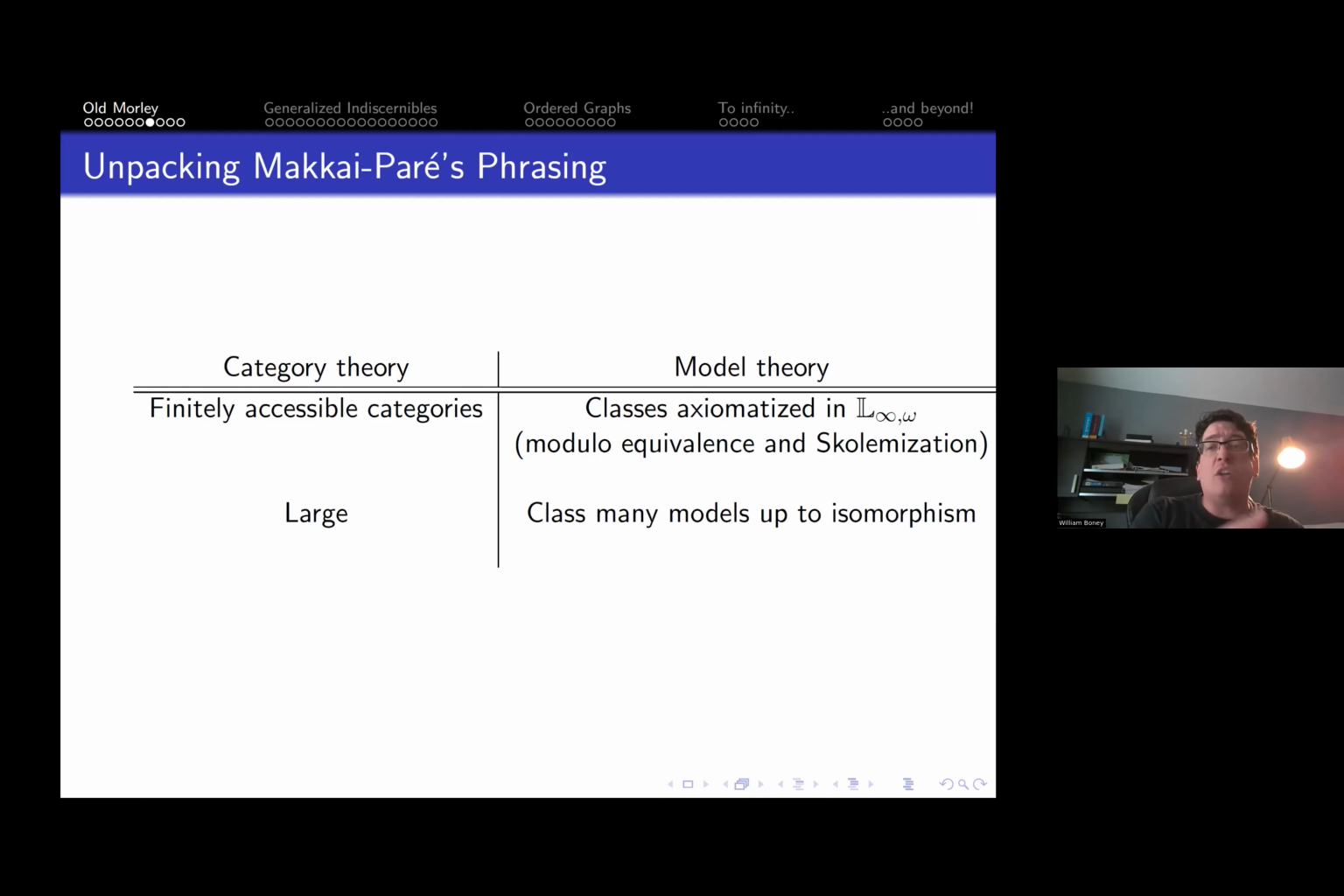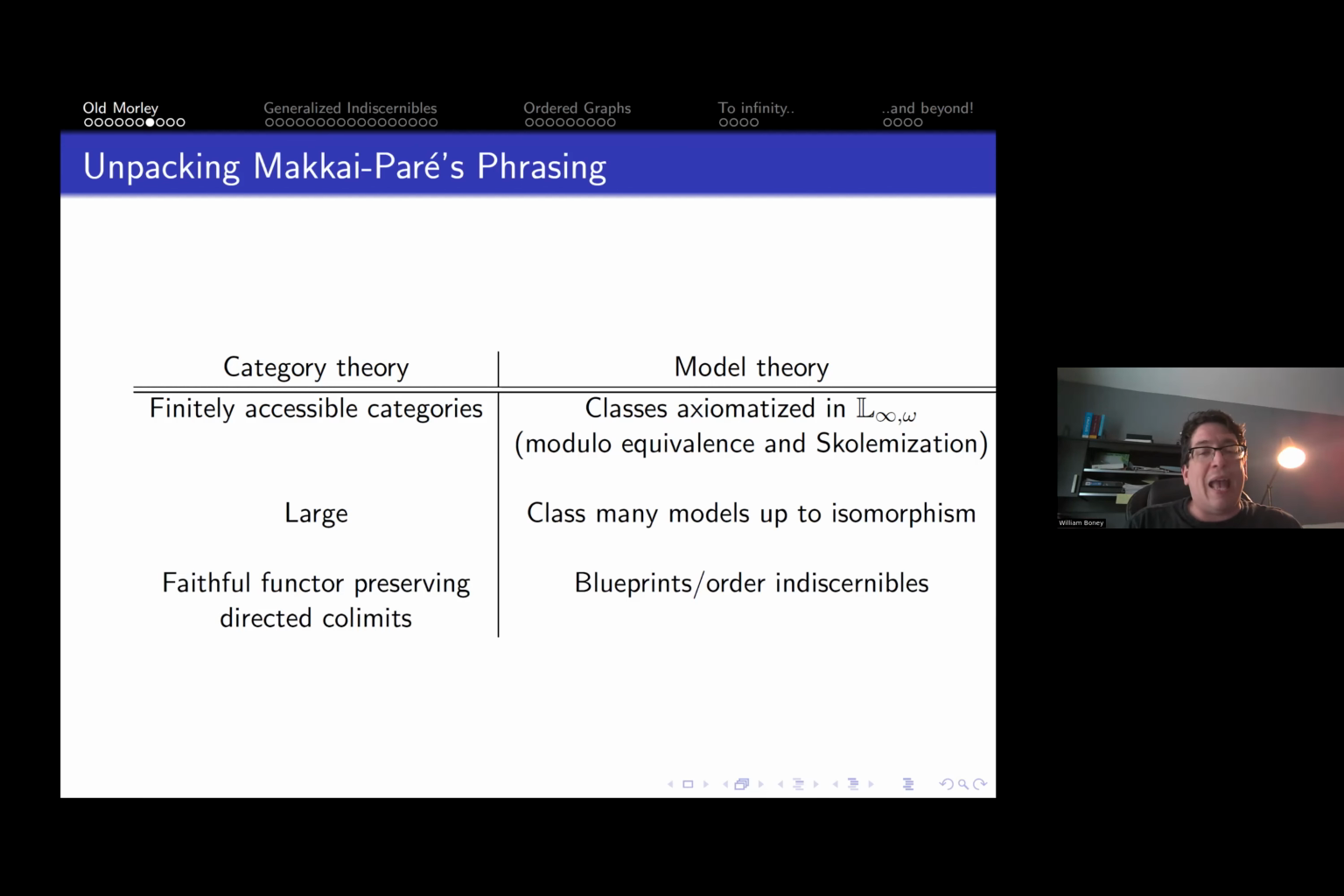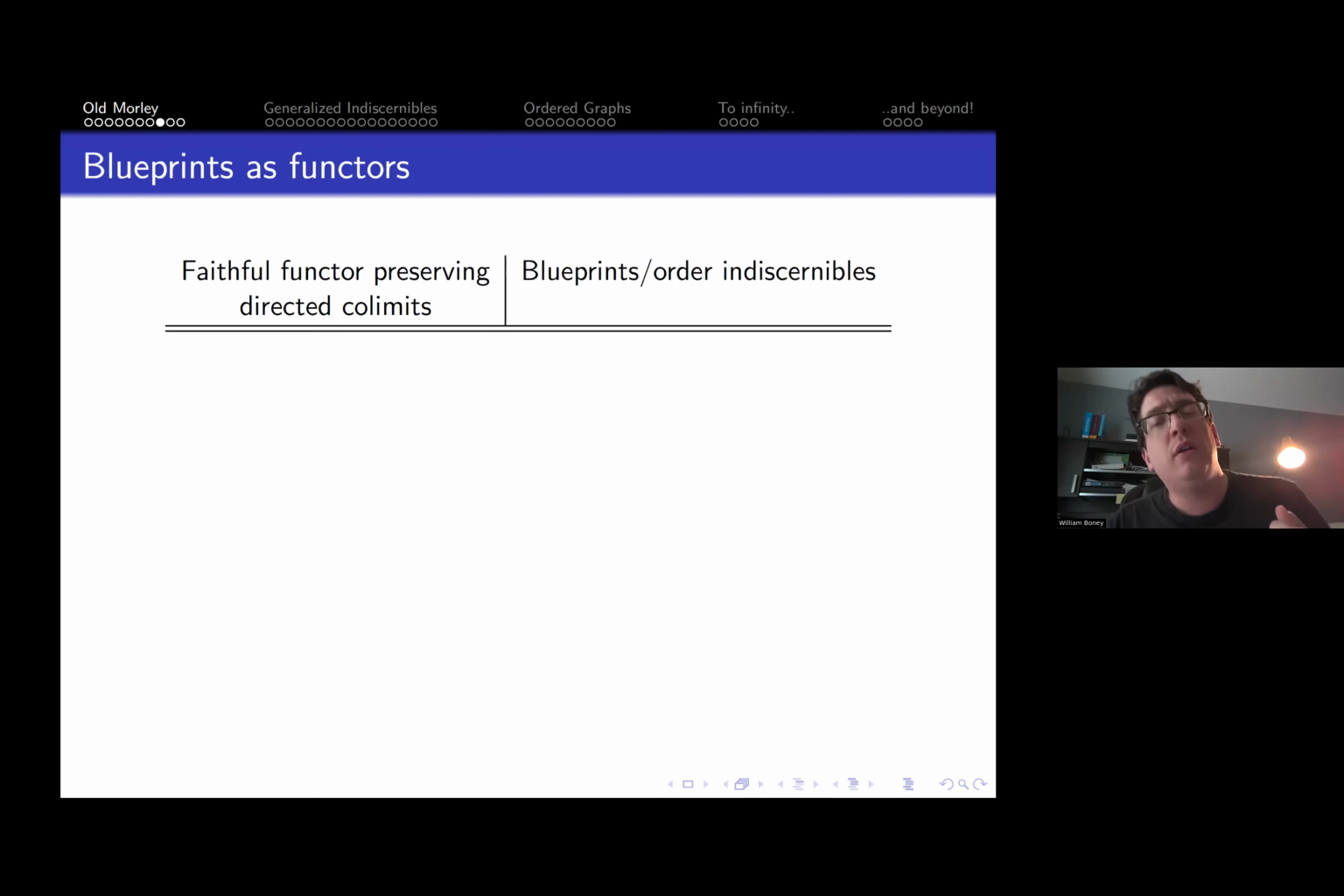Mackay and Perret also said large. That just means class many models up to isomorphism, which also just means arbitrarily large models. And then there was this idea that there should be a faithful functor preserving directed colimits from the class of linear orders into the target category, the AEC or whatever. The model theorist should think of this as blueprints that build order indiscernibles. And I want to unpack this a little more.